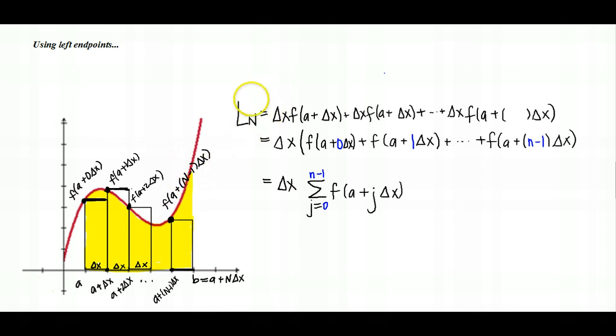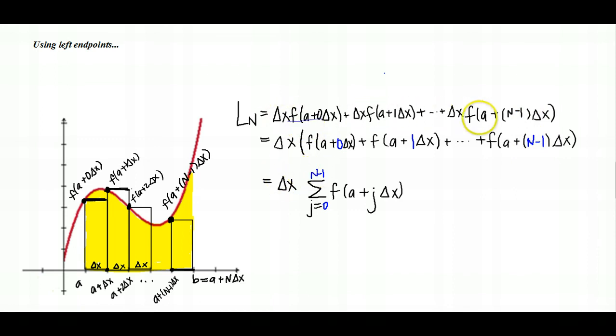So here's my formula for L n, the left endpoint approximation. The very first rectangle has width delta x and height f of a plus 0 delta x, plus the second rectangle has width delta x, but the height is f of a plus 1 delta x, and then dot dot dot all the way to the last one. Over the last rectangle, I have f of a plus n minus 1 delta x. I should be careful: this is a big N, and this is a big N.